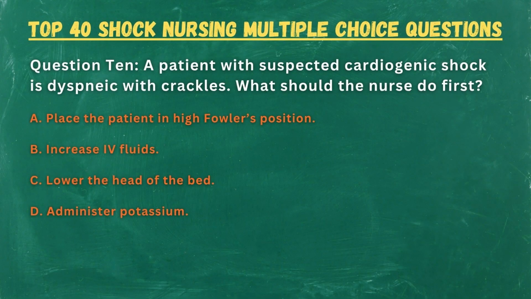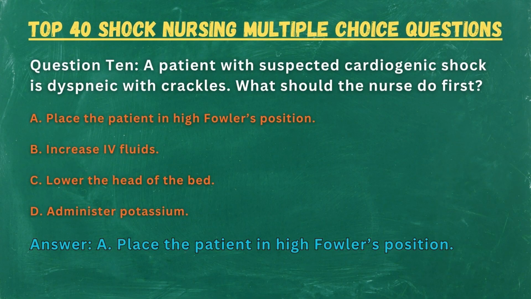Question 10. A patient with suspected cardiogenic shock is dyspneic with crackles. What should the nurse do first? A. Place the patient in high Fowler's position. B. Increase IV fluids. C. Lower the head of the bed. D. Administer potassium. Answer. A. Place the patient in high Fowler's position.